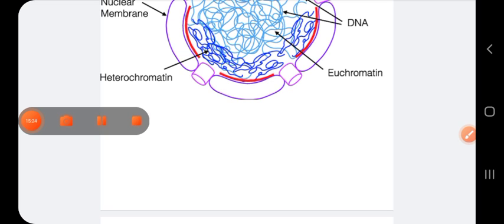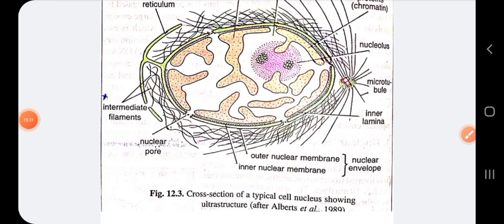We were doing the nuclear membrane, the nuclear envelope. Now, the inner nuclear membrane is surrounded by the outer nuclear membrane, which closely resembles the membranes found within the endoplasmic reticulum, and is continuous with it. That means the outer nuclear membrane is continuous with the membrane found in the endoplasmic reticulum.